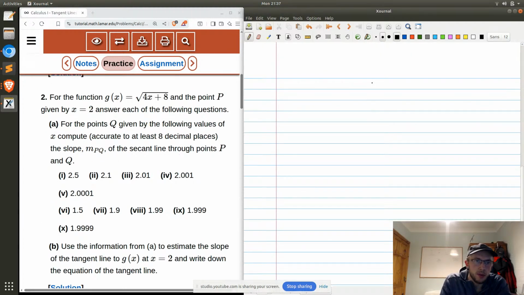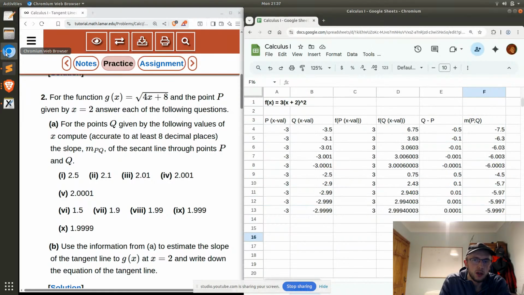All right, problem 2. Here's the function g of x, which is the square root of 4x plus 8, and the point P is x equal to 2. So we build on our previous work.